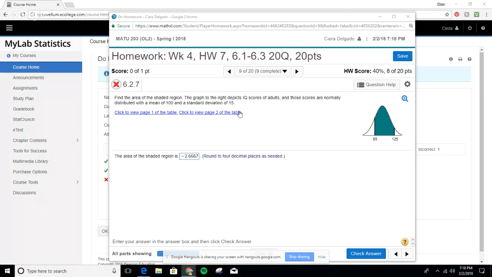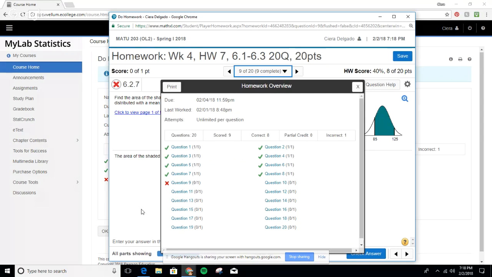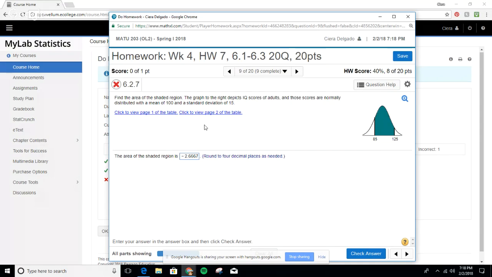Okay, so what was difficult about this? Because it says you get 8 out of 20 points, so 40%. Is that the entire thing, or is that just thus far? That's thus far. That's what I have so far on all of the questions. I just haven't finished this one.